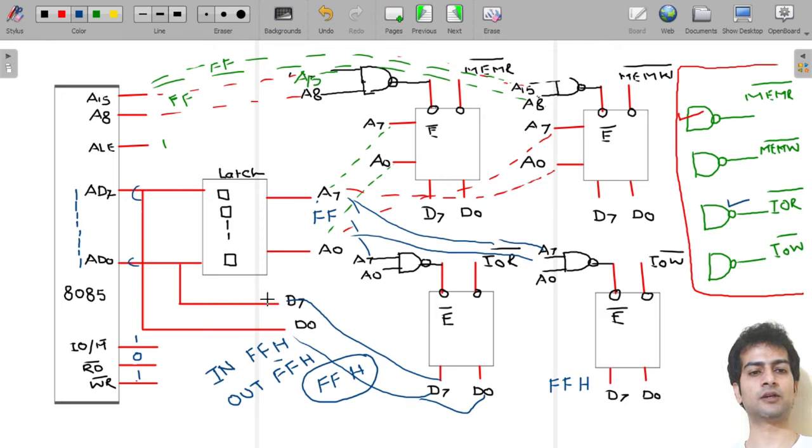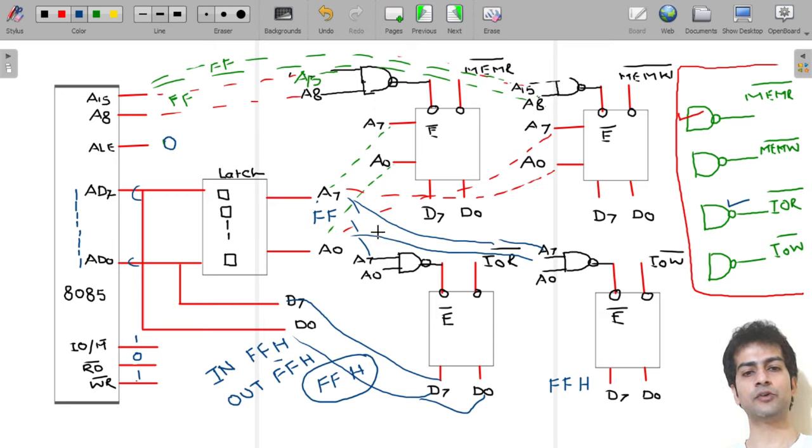There will not be interference of this data and FF, because by this time ALE is disabled, that is, ALE has become 0. So as ALE has become 0, this FF will remain latched here at the output, and this data will come from here to here.